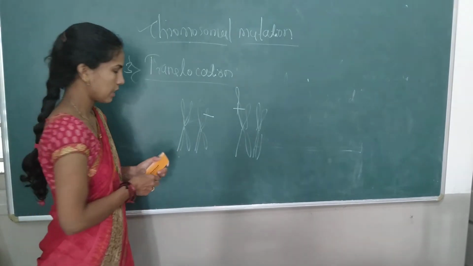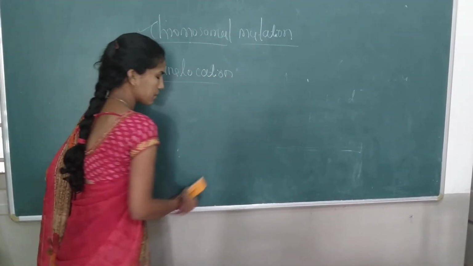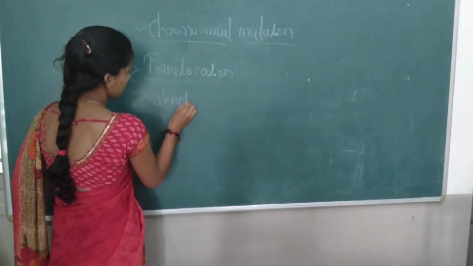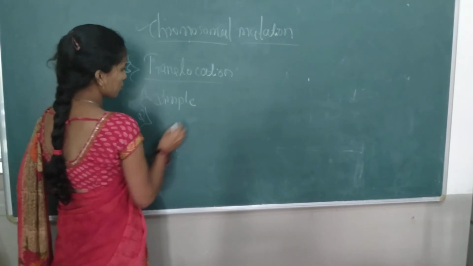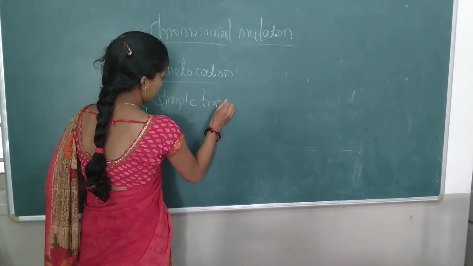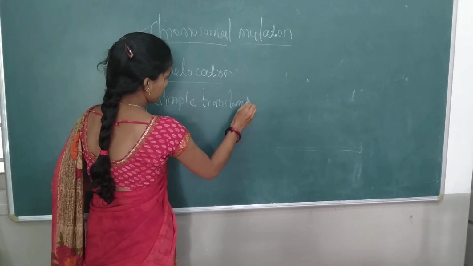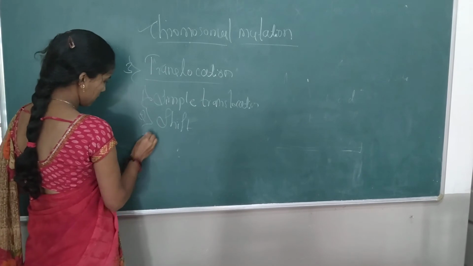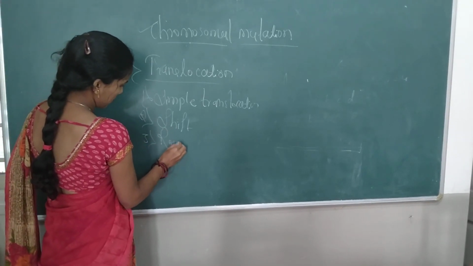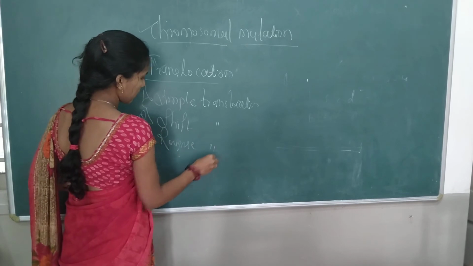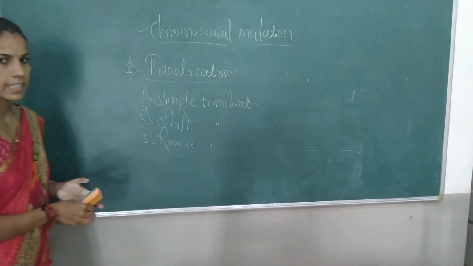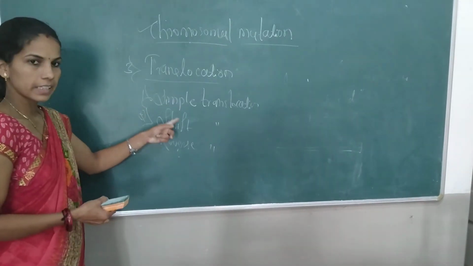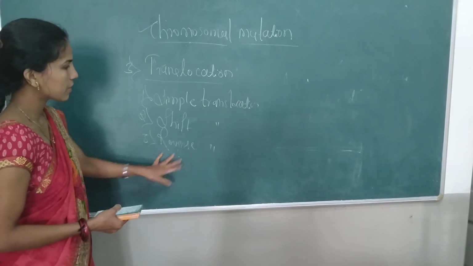In this case, again different types are there. First we call the simple translocation. Second is the shift translocation. Then the reverse translocation. So transfer from one linkage group to another linkage group, that we call translocation. Here again there are three types: simple, shift and reverse translocation.